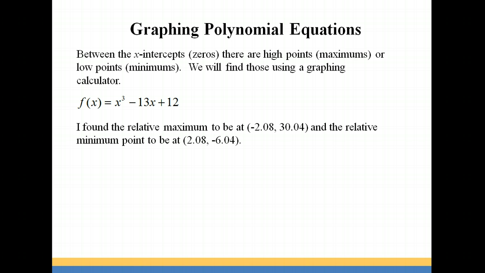And then plugging that back into the f of x function, we get the ordered pairs. So I had a relative maximum point at negative 2.08 and 30.04, and the relative minimum point at 2.08 and negative 6.04.